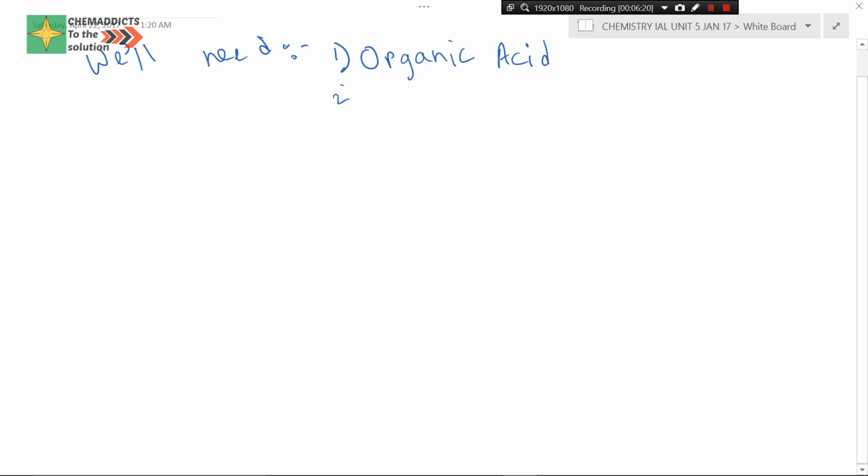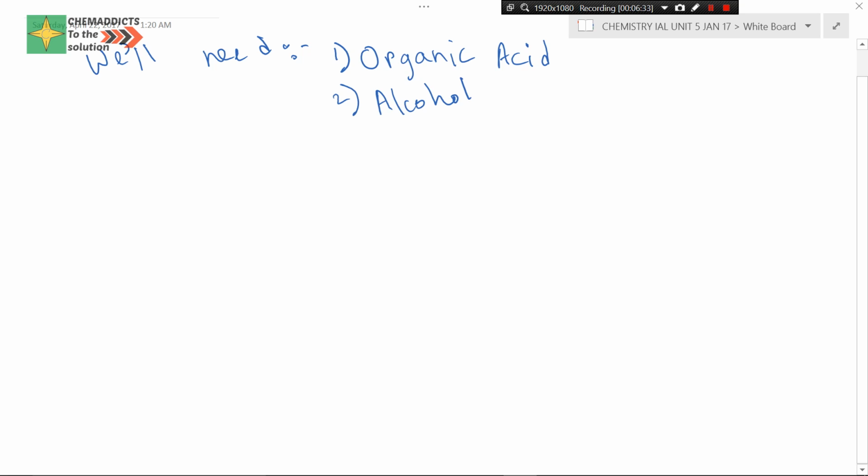So in order to make an ester, we will need two things. The first one is organic acid, that is carboxylic acid. Then the second thing is alcohol, in order to make an ester. So for making an ester we need two things, organic acid and alcohol.